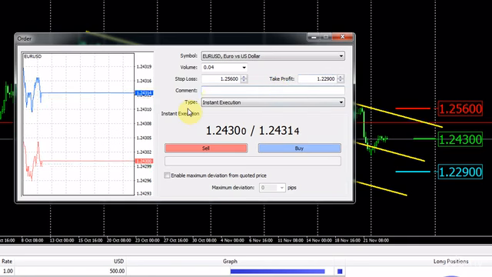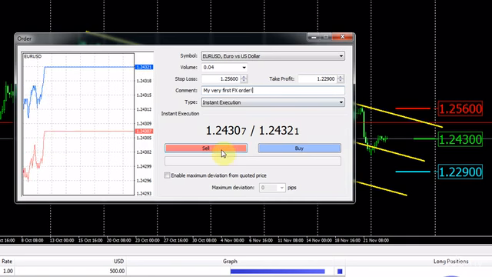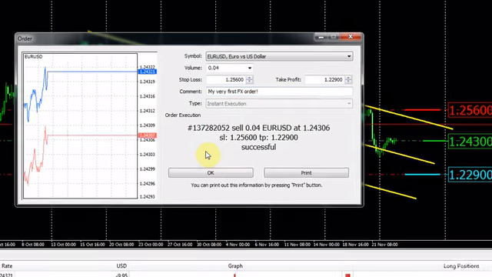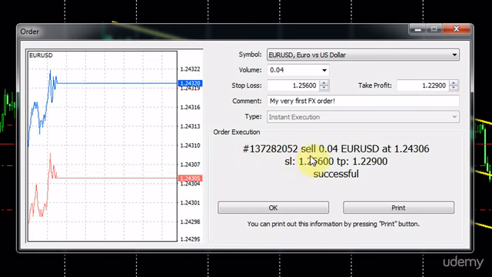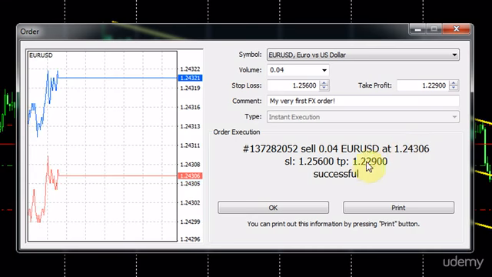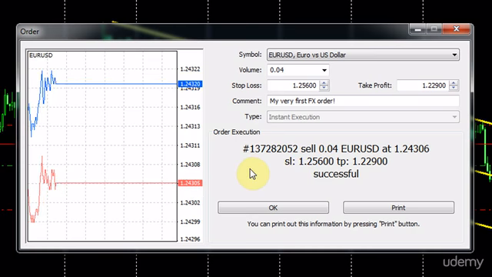The comment is going to be my very first FX order, exclamation mark. And this is going to be a sell order, so we click sell, and there you go. The order has been sent successfully, executed, and it's got a ticket number. It's a sell order at 0.04 lots, euro-dollar. That's the price at which it was executed. Stop loss and take profit just as we specified. So that's perfect, and congratulations on that. That's a very big first step in your Forex trading career.